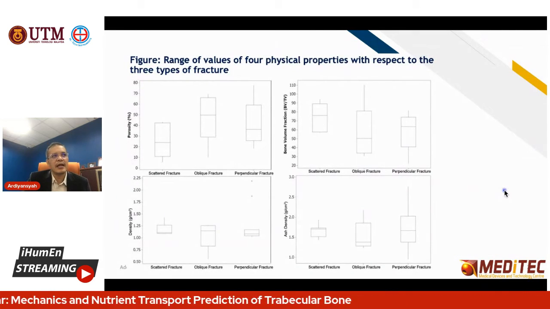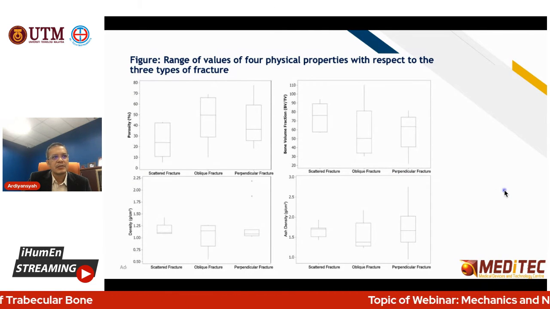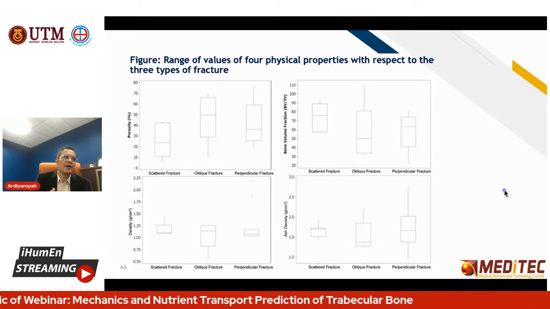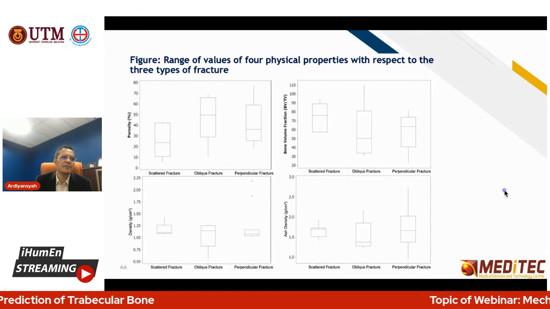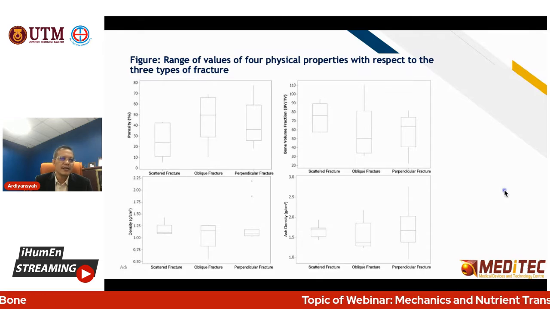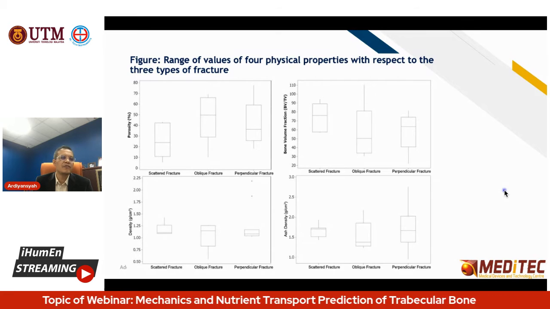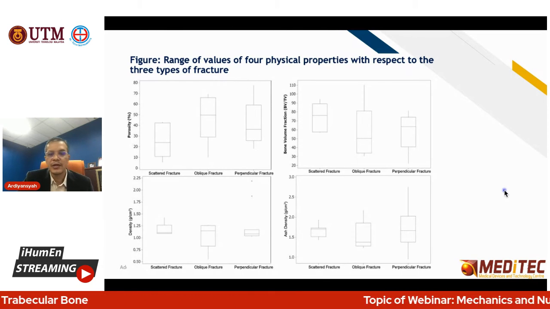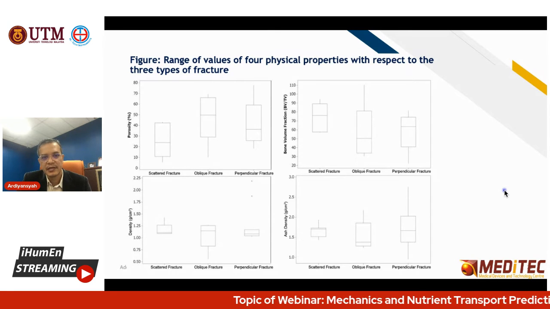Okay, this is where you study morphology, with all the types of fracture. Then the effect, let's say, on porosity with the scattered fracture, oblique fracture, or perpendicular fracture. Then you can check the effect on the porosity, density, edge density, and volume fraction. You can check which one has more effect to identify the type of fracture in the cancellous bone.